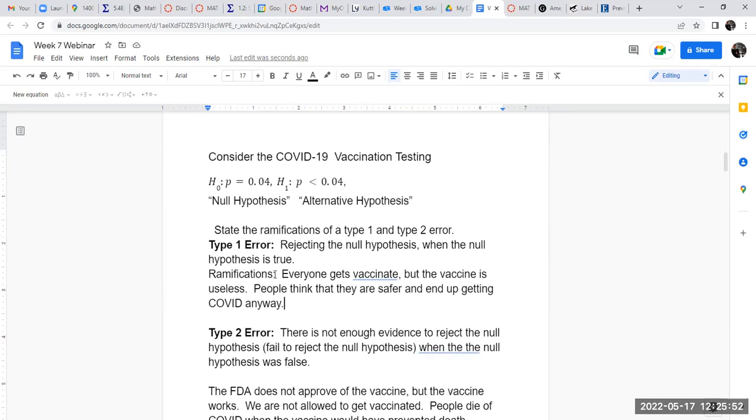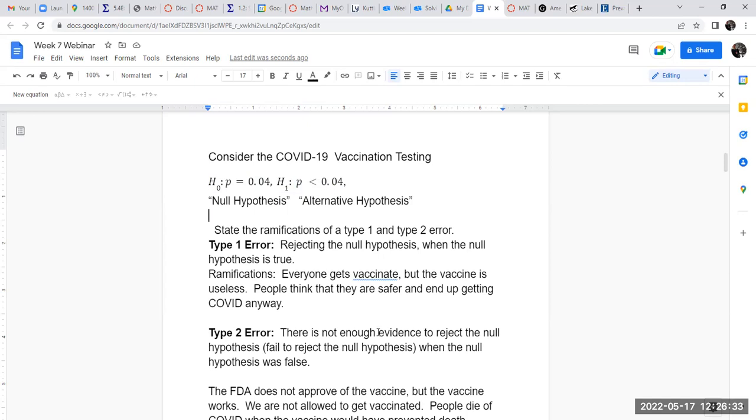Now there's a type 2 error. Type 2 error is that there is not enough evidence to reject the null hypothesis. We say we fail to reject the null hypothesis, when the null hypothesis was false. So in other words, in this case, H0 is false, H1 is true. If everyone gets vaccinated, the proportion of people who get COVID would go down, be less than 4%. But we don't have evidence to say that that's true.